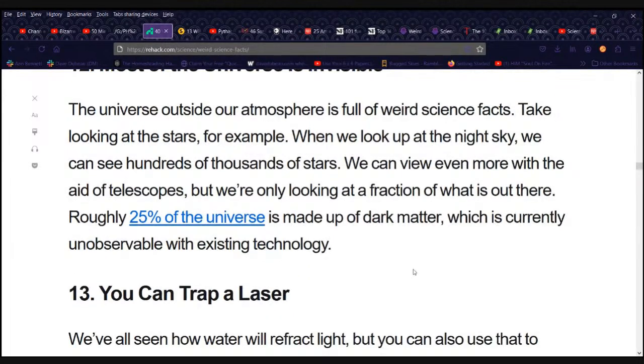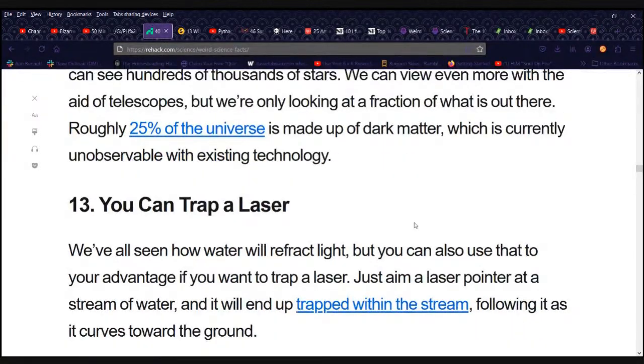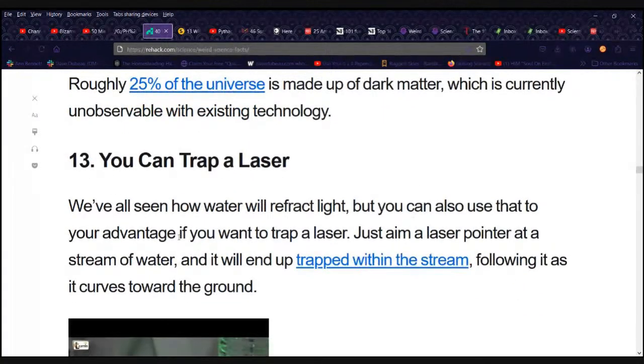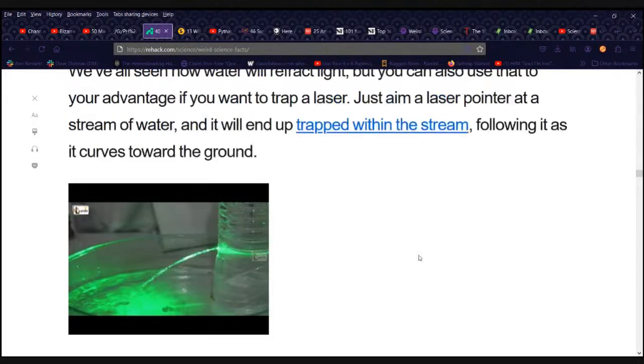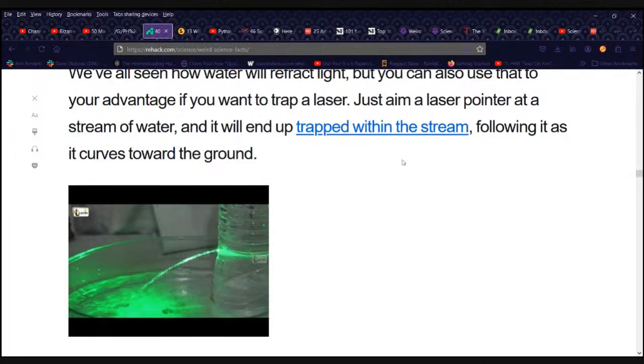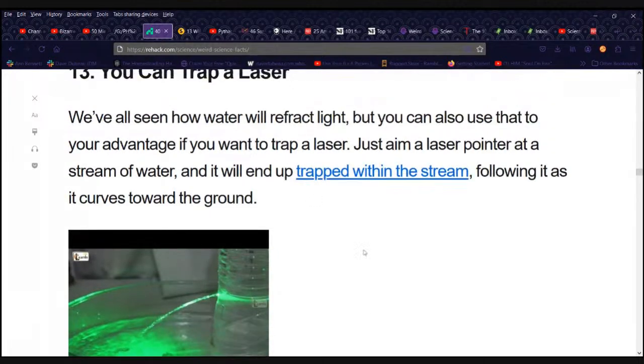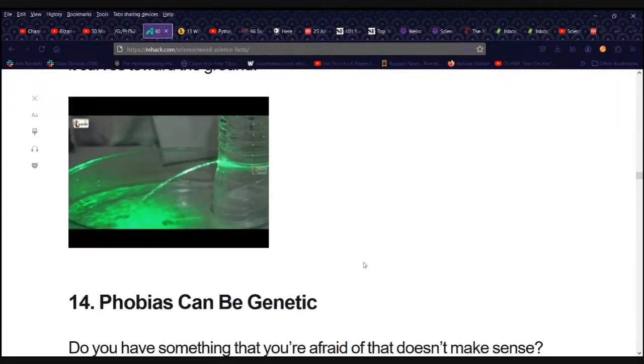Oh, I thought this was kind of interesting too. I don't know if I'd say you can trap a laser, although it appears that way. It follows the water in this leak from this bottle that they show you. It gets trapped within the stream. I think it just refracts back and forth through the stream. It's like a fiber optic cable. Yeah, they mentioned fiber optic in some of these too, because some of these show up again and again.